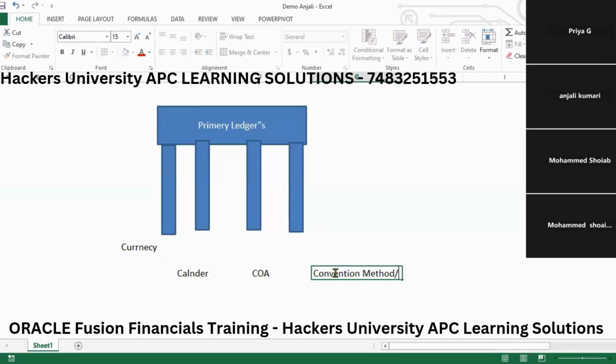Sir, Convention COA method. full form? COA full form? Chart of account. Chat off. Yeah. Chat of account.